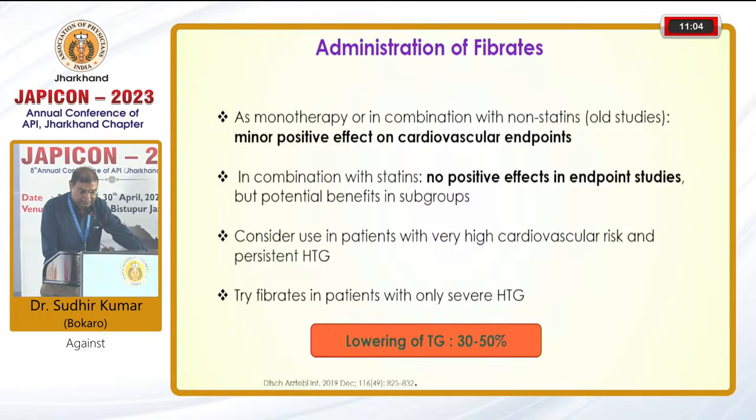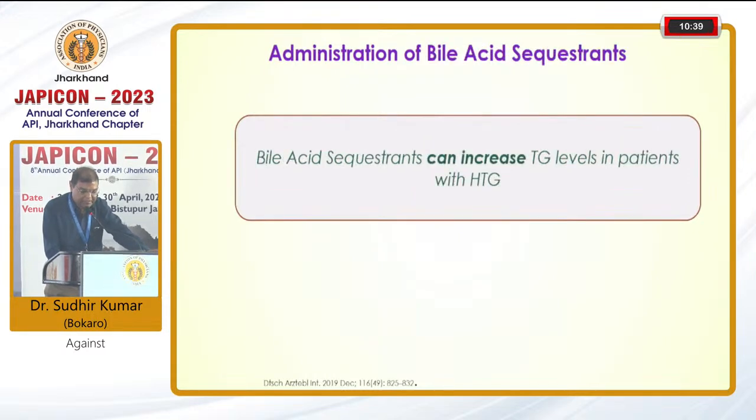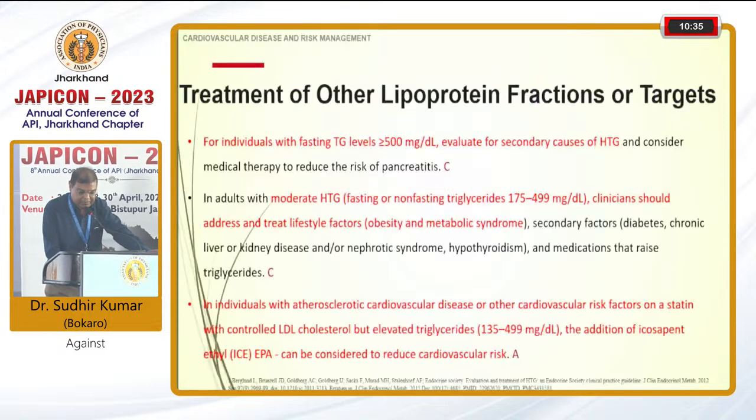And of course, administration of fibrates, as a monotherapy or in combination with non-statins, has a minor positive effect on cardiovascular endpoints. And in combination with statins, there is no positive effect in endpoint studies, and lowering of TG is 30 to 50% only. Administration of PCSK9 inhibitors lowers TG up to 10 to 20%, and bile acid sequestrants can increase TG levels in patients.